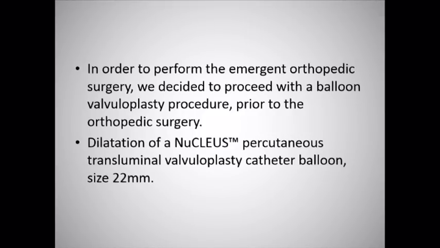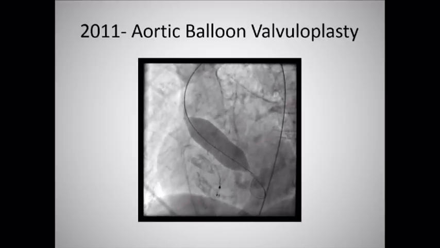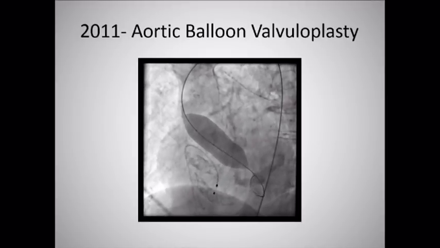So in order to perform the emergent orthopedic surgery, we decided to go ahead and proceed with a balloon valvuloplasty procedure prior to the orthopedic surgery. The procedure was performed using a Nucleus percutaneous valvuloplasty balloon catheter, size 22 millimeters. This was the procedure done in 2011 successfully.